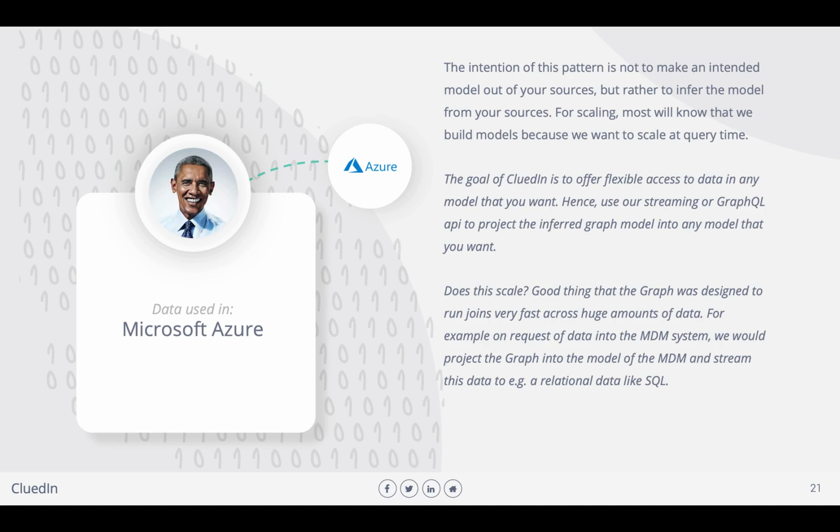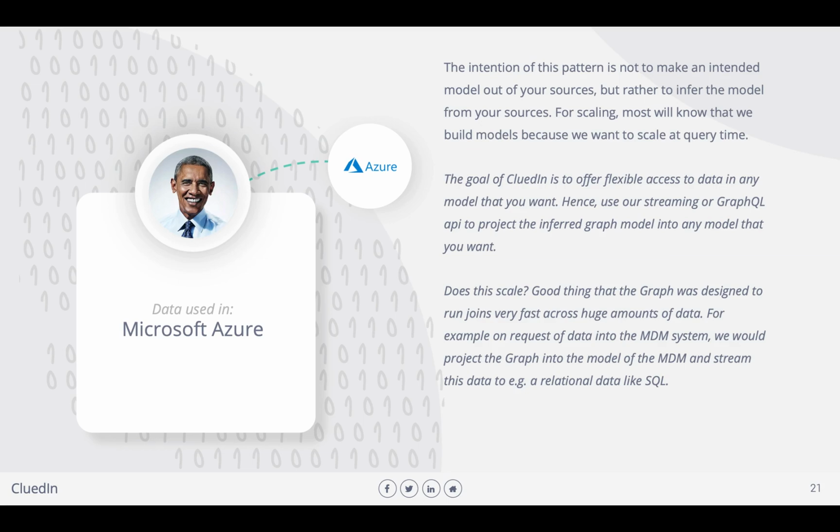So, does this scale is a really good question. When you think about the type of database we're utilizing to persist the connections and modeling of your source systems, we utilized a graph database for this. Graph databases were designed from the ground up to run joins as fast as index lookups across huge amounts of data. For example, on request of data into an MDM system, we might actually want to project this inferred model into the MDM environment.